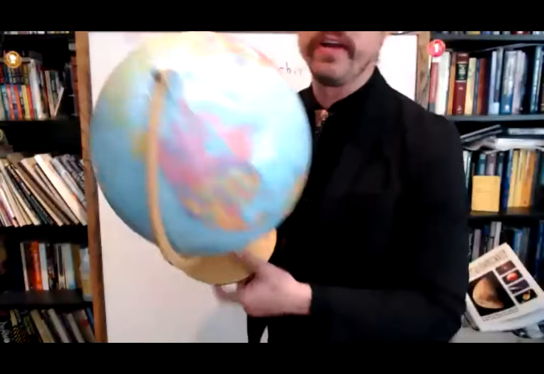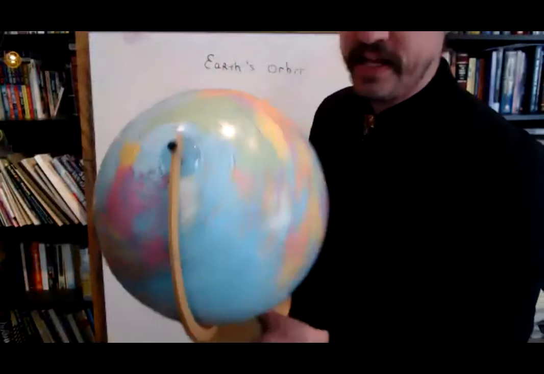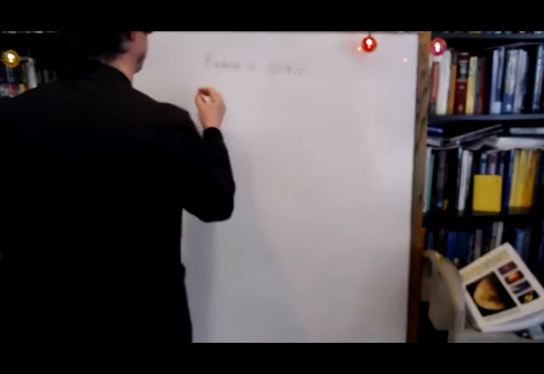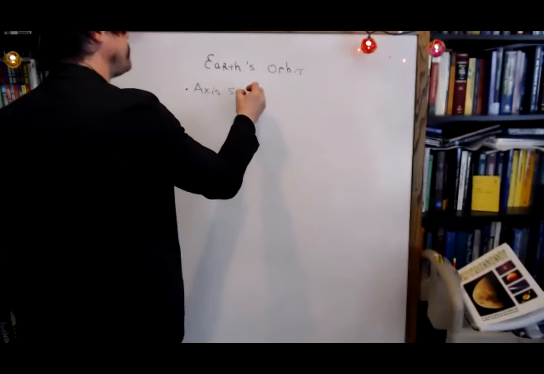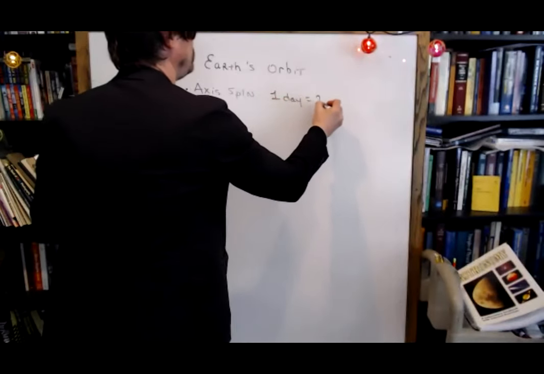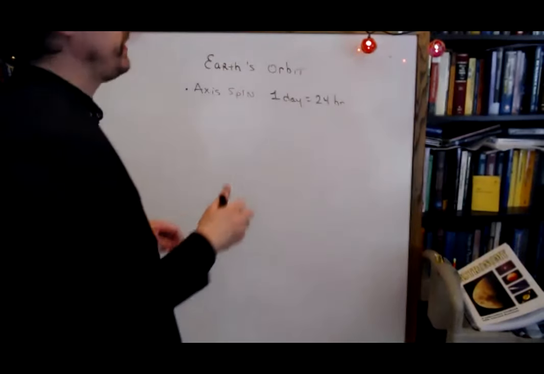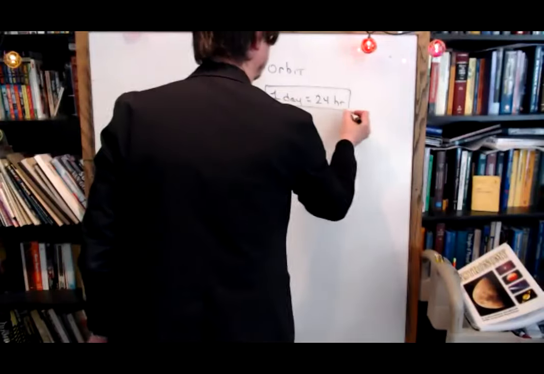Another weirdo is Uranus, just because Uranus is flopped over on its side, so that's kind of strange, but it spins counterclockwise seen from its Uranian North Pole. We call this the axis spin of a planet. So Earth has an axis spin, and that, of course, gives rise to the day. One day is equal to 24 hours. Now, I assumed that you already knew that one day is equal to 24 hours. If not, you've got problems.